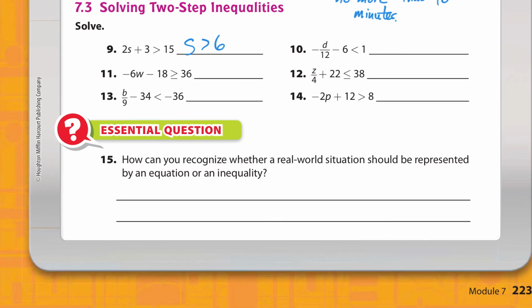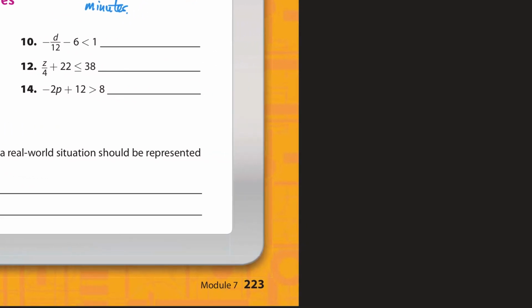Let's go to the other side. Number 10: we have negative d over 12 minus 6 is less than 1. I just noticed that it is not negative 1, it was just 1. So we have to add 6 to both sides, because the inverse of subtracting is adding, and you have to do it to both sides of the inequality, just like an equation. And you have negative d divided by 12 is less than 7.